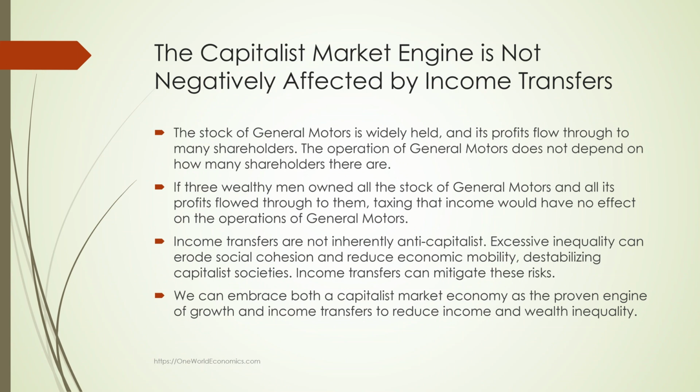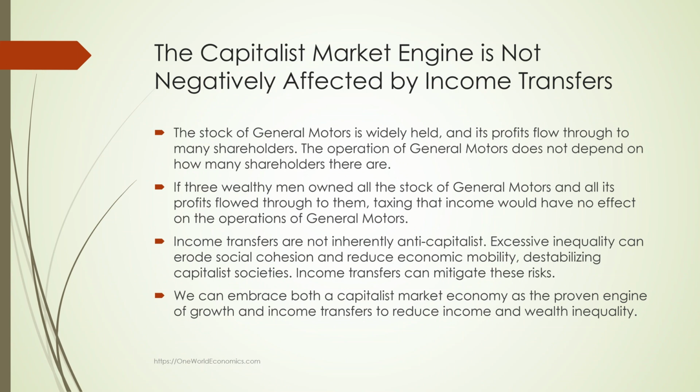So this takes a little thought here, but we need to separate out the idea of a capitalist market economy, which is a good driver of productivity growth, from income distribution, which is the result of those operations. But who gets the income is not directly affecting the market economics. So let's take an example. The stock of General Motors is widely held, and its profits flow through to many shareholders. The operation of General Motors does not depend on how many shareholders there are.